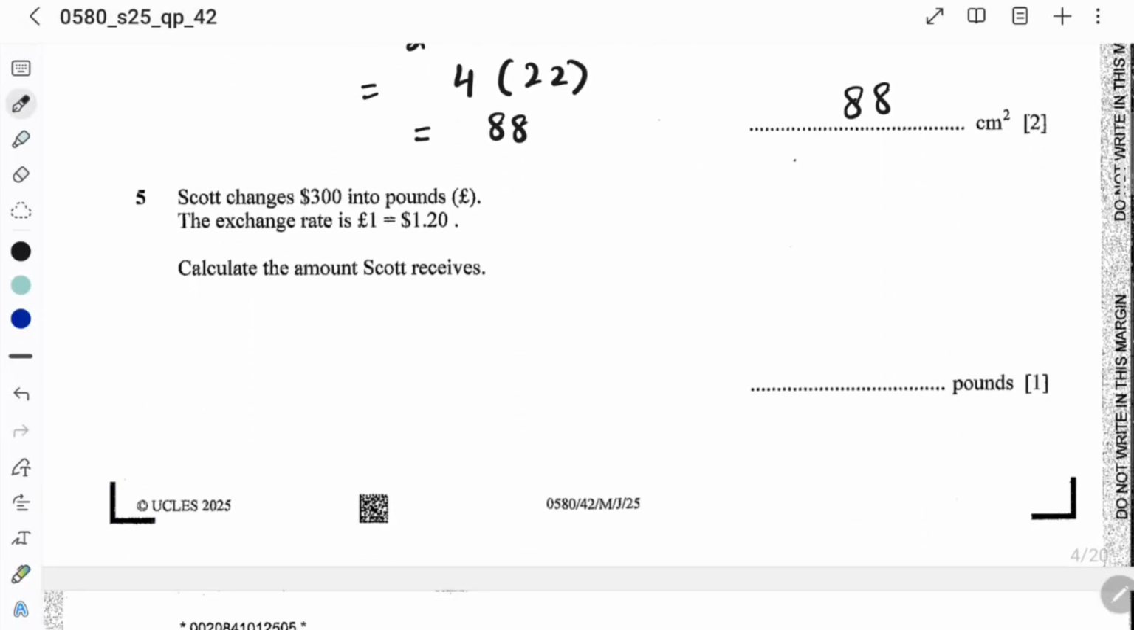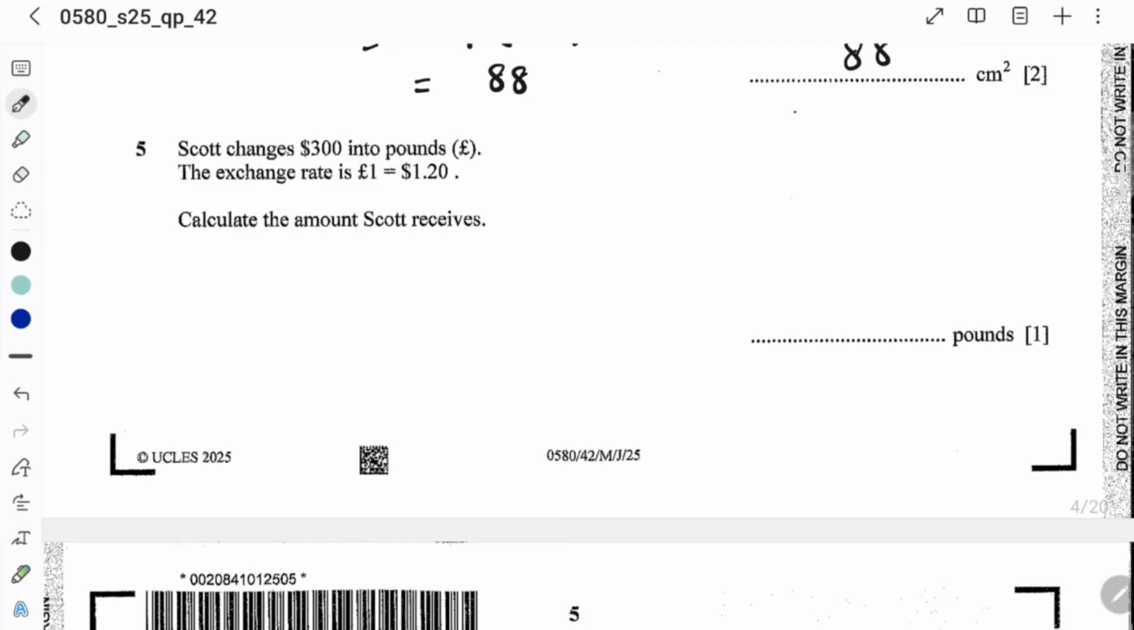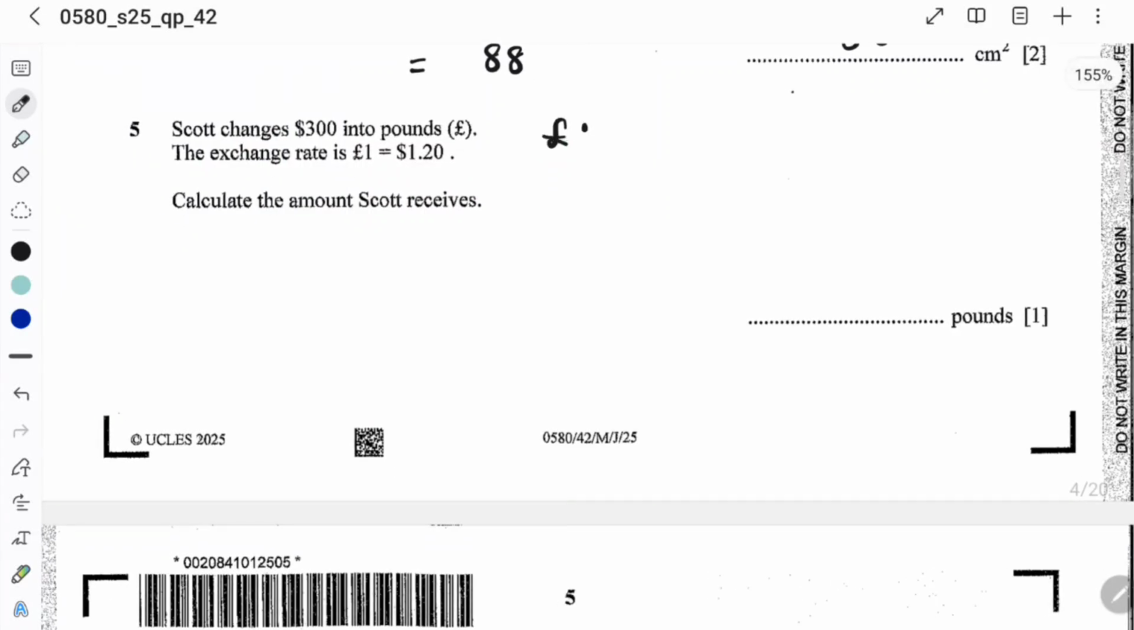Alright. Now question number 9. Scott changes $300 into pounds, and the exchange rate is $1 is 1.20 pounds. 1 pound is equal to $1.20. Calculate the amount Scott receives. Okay, so we can do this question easily by ratio method. First of all, write down that 1 pound is equal to $1.20.